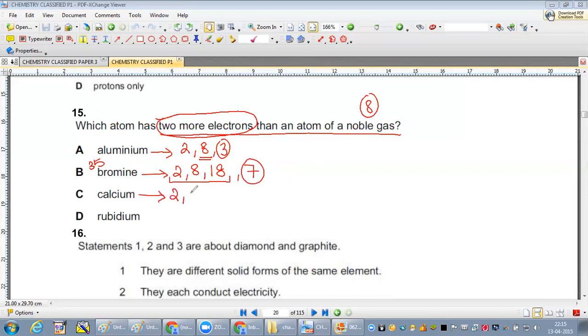Calcium, atomic number is 20. So 2, 8, 8, 2. This all adds up to 20. This is having 2 more electrons than inert gas. So the correct option over here is going to be C.